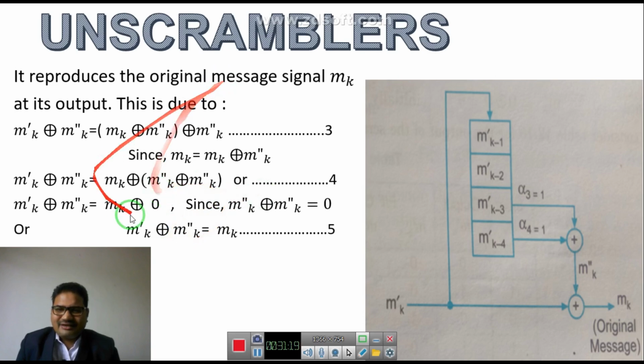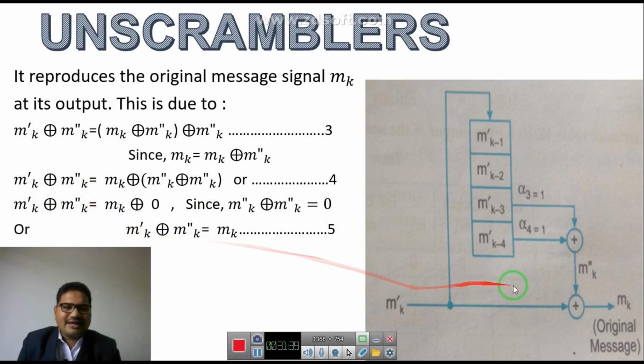So you can see from this equation 3 that M of K modulo 2 added with M double dash of K, plus M double dash of K. But as you know the property of this modulo 2 adder, if both inputs are the same, then the output is 0. So we can write that M dash of K modulo 2 added with M double dash of K is nothing but your M of K modulo 2 added with 0.